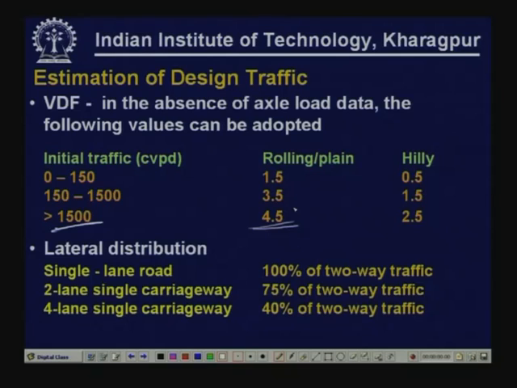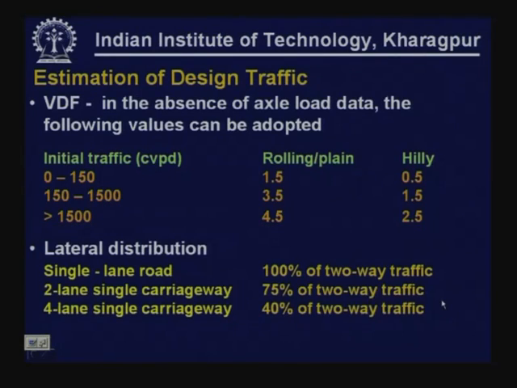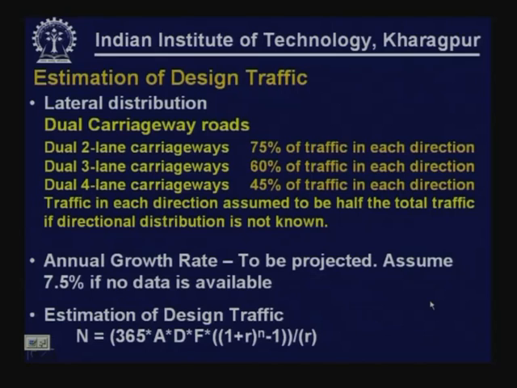Similarly, for lateral distribution, for single lane road, 100% of the total two-way volume has to be considered. For two-lane road, single carriageway, 75% of total two-way traffic has to be considered. For four-lane single carriageway, 40% of total two-way traffic has to be considered. For dual carriageway roads, for dual two-lane carriageway, 75% of traffic in each direction. For dual three-lane carriageway, 60% of traffic in each direction. For dual four-lane carriageway, 45% of traffic in each direction.